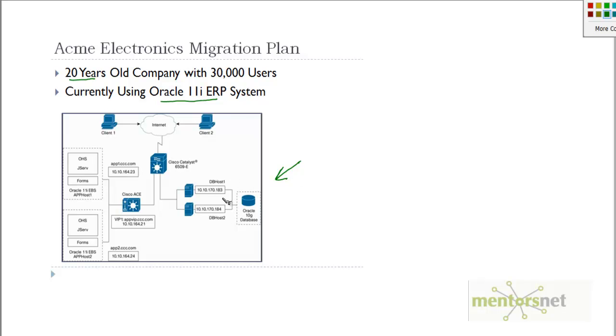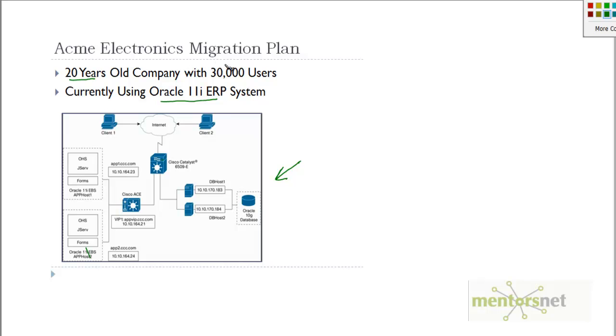We have two databases, connected by a Cisco Catalyst switch, an Apache web server, and Oracle Forms. The Oracle application server is connected to the Cisco router, and users access the system through this router. So this is a schematic diagram of that.